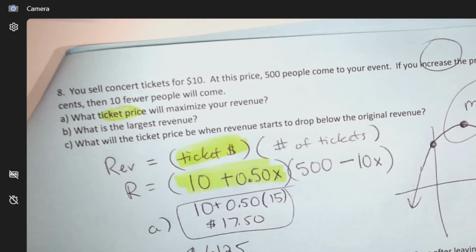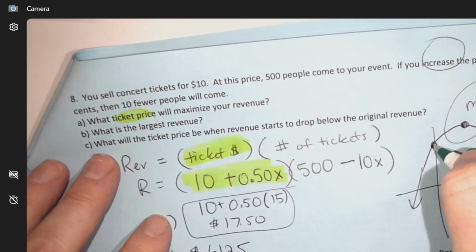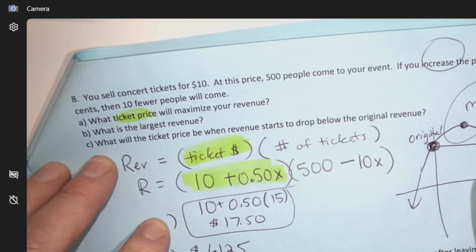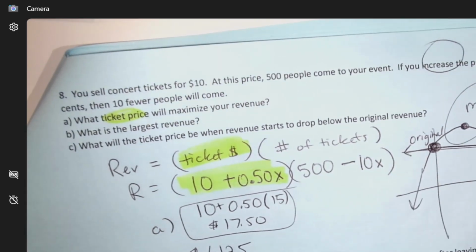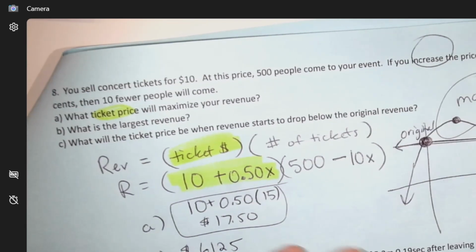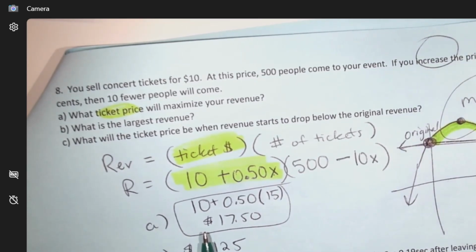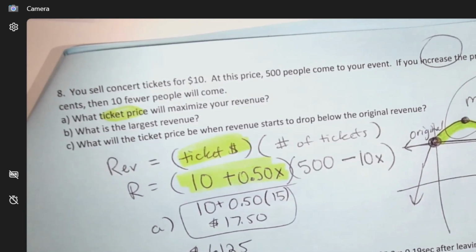and then the last question, C, is what will you have as a ticket price when you go below the original revenue? So right here is the original. So then I don't want to go below that because I'm going to make less money if I'm below this line. So this is all good because I'm making more money than when I started. And now I'm making less. So I want this intersection.